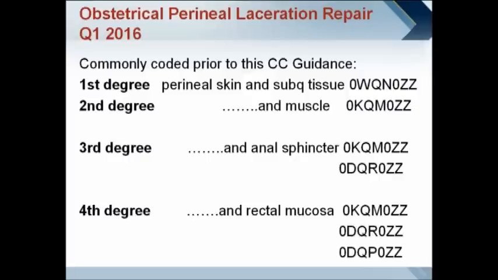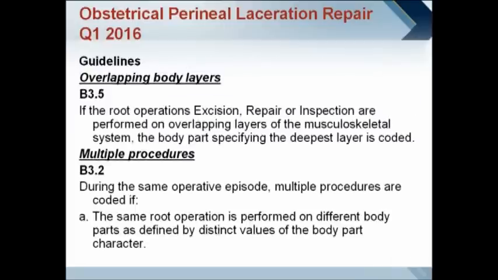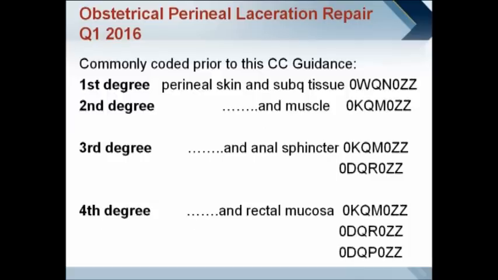But when we got into third and fourth degree, following the B3.2 guideline and not B3.5, many of us used multiple procedure codes. For third degree, the second character K is for the body system of muscle, and the third character D is the GI system, representing the anal sphincter that was repaired. And for the fourth degree laceration, many of us used three procedure codes for the muscle and the two distinct areas within the GI system for the repair.